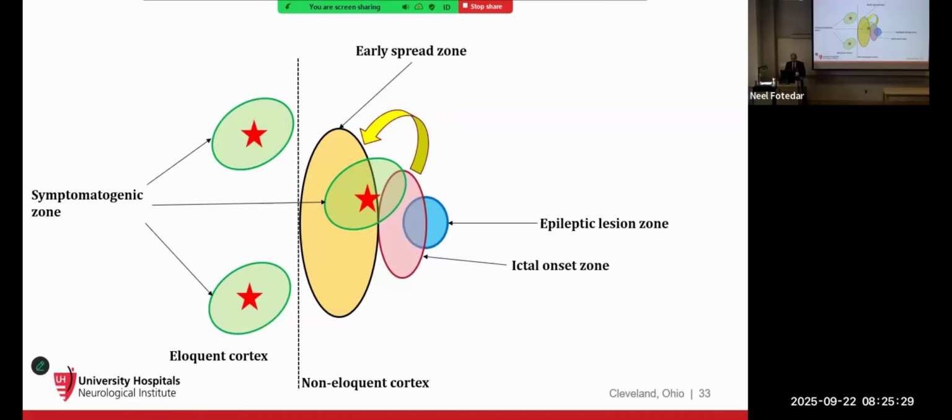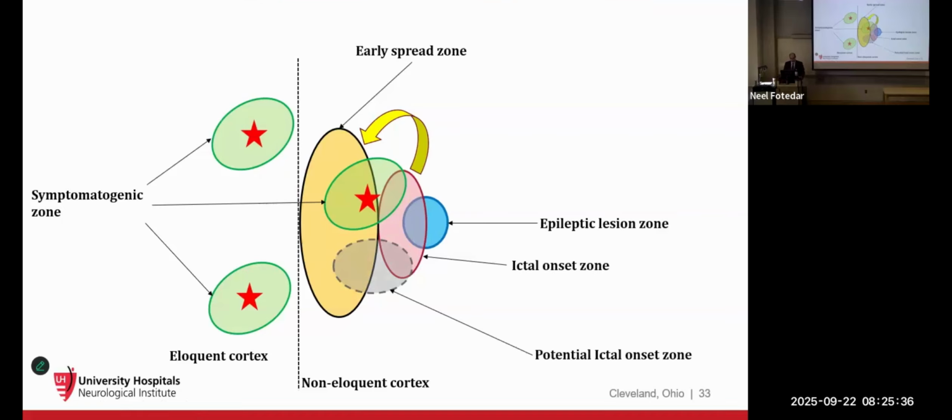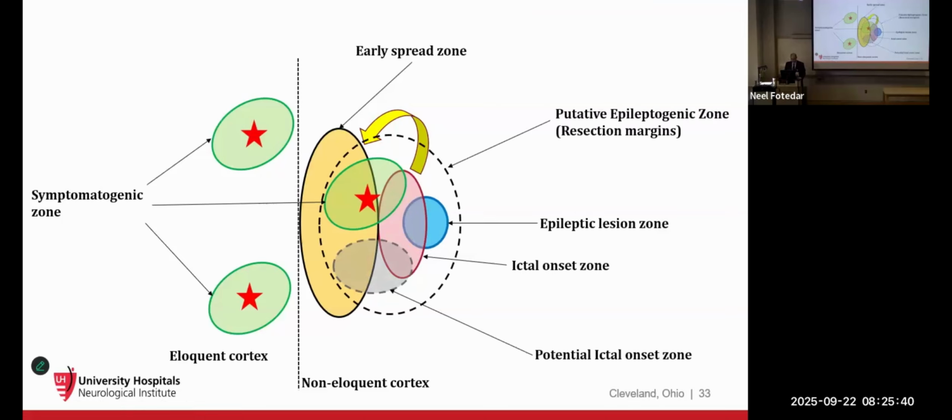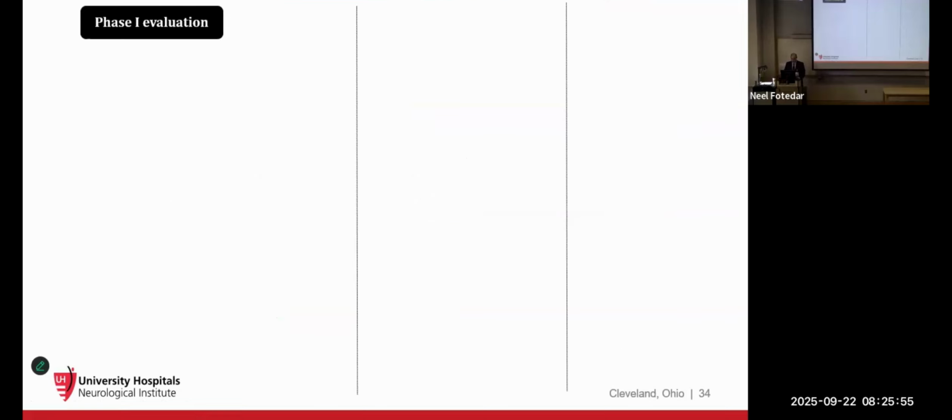It may overlap with the eloquent cortex. And then you have this. This is the troubling part, the potential ictal onset or potential seizure onset, which cannot be defined clearly. And the putative epileptogenic zone, and hopefully your resection margins are going to encircle at least all of the seizure onset zone, the lesion, and what the potential one might be. This is the hard part that is difficult to define, which you get better at as you get more experience in epilepsy surgery. So when you do your phase 1 evaluation, all of these pieces of data are important.